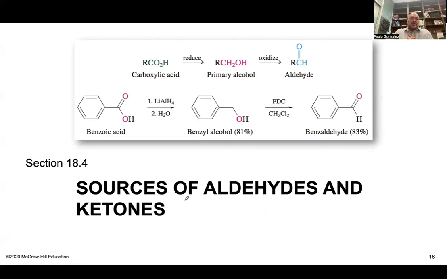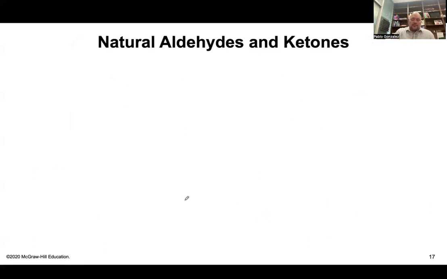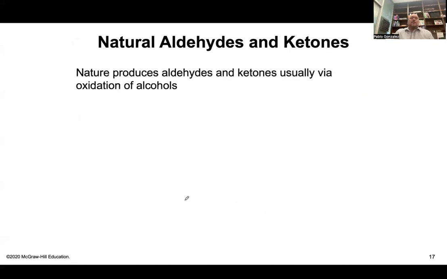Source of aldehydes and ketones. So far, we have been seeing a few examples of different reactions that produce aldehydes and ketones. Nature produces aldehydes and ketones as well, usually via oxidation of alcohols. This is one of the aldehydes that we have in our bodies, known as undecanal. It's a sex pheromone of the greater wax moth.